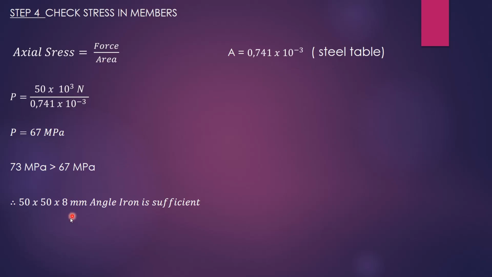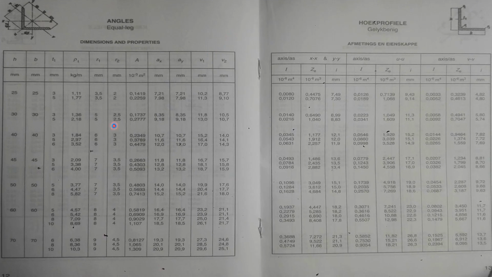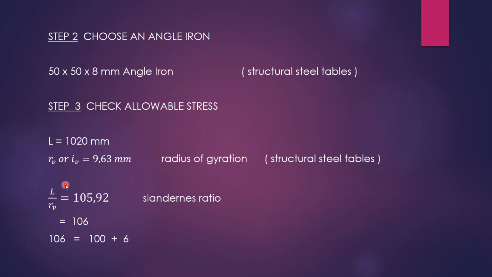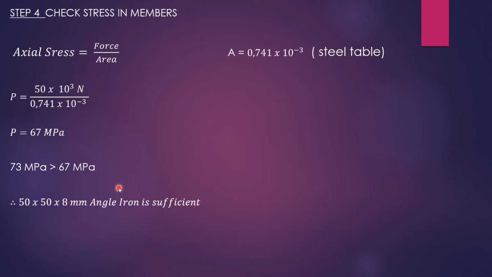Area, where do we get this area? From the steel table. Let's go back to that steel table. We selected 50 by 50 by 8. If we go to area, here is the area: 0.7413. Don't forget, multiply by 10 to the power minus 3. So that's our area, 0.7413 times 10 to the power minus 3.